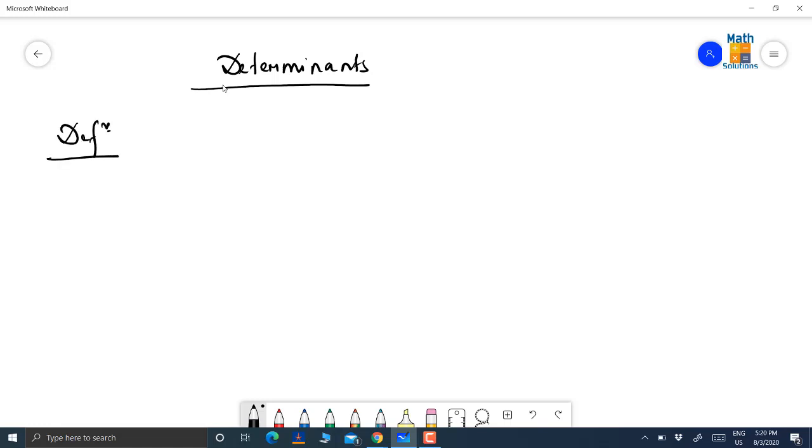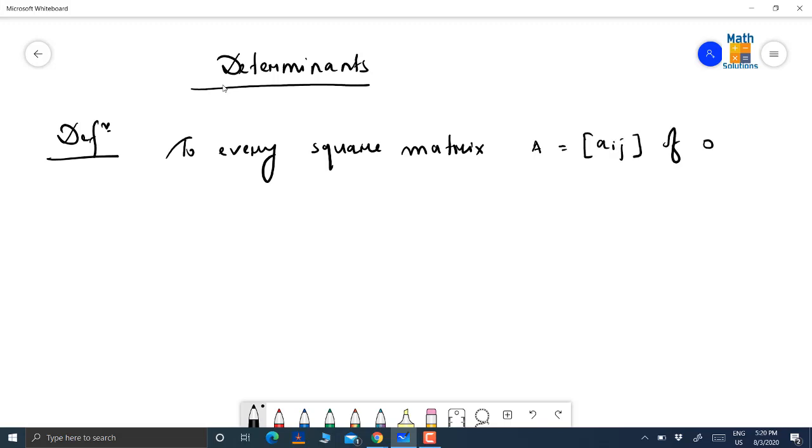In the definition part we can write: to every square matrix, we have already become familiar with the concept of square matrix. That means a matrix which has an equal number of rows and columns is known to be a square matrix. Square matrix capital A, this is the matrix notation, of order n.